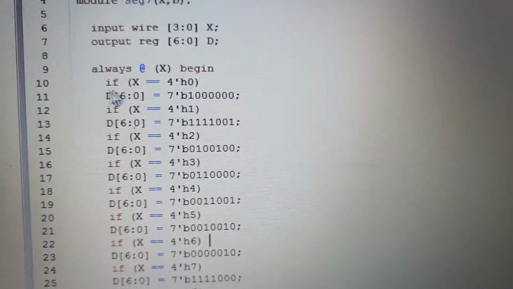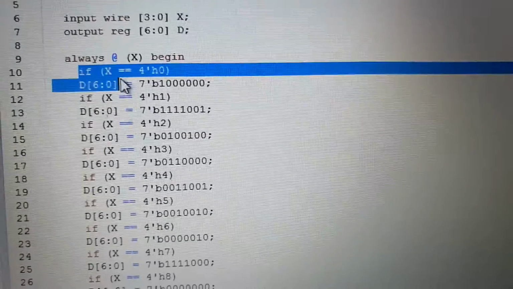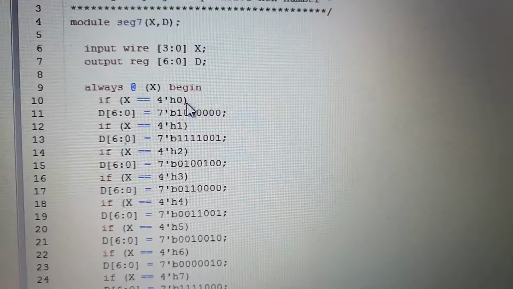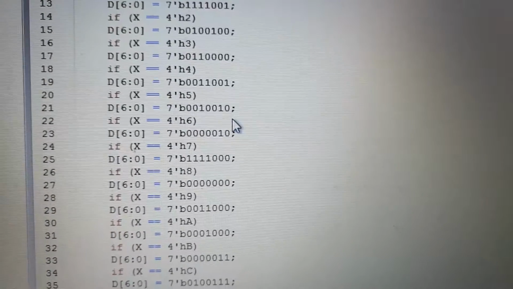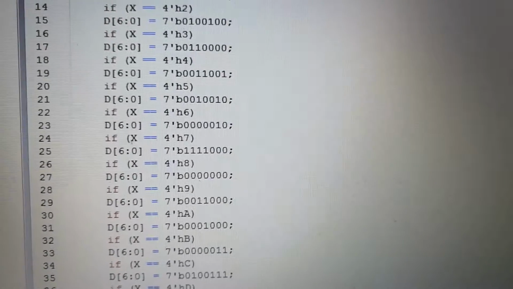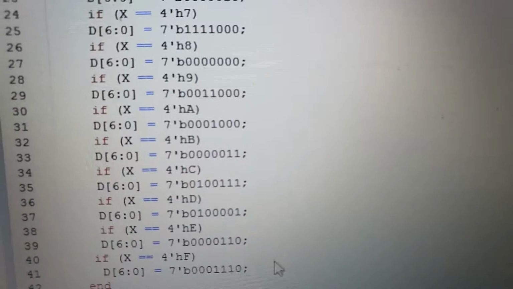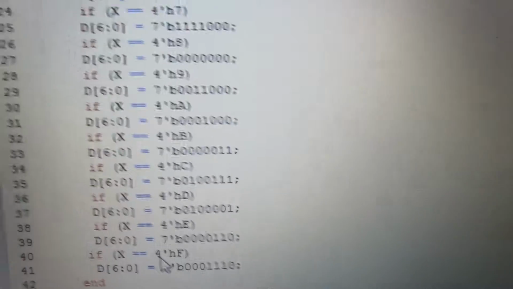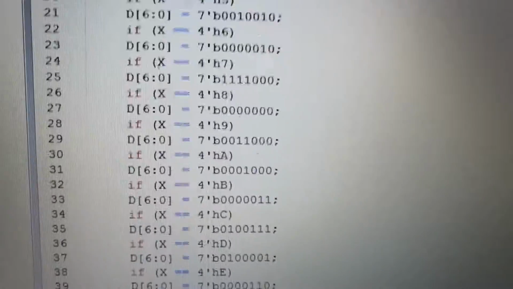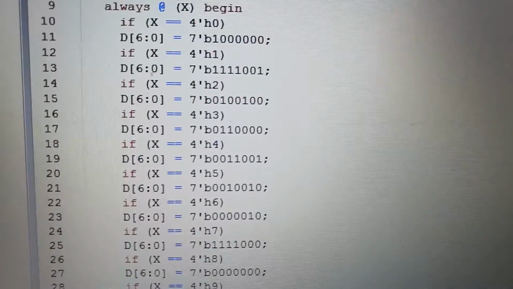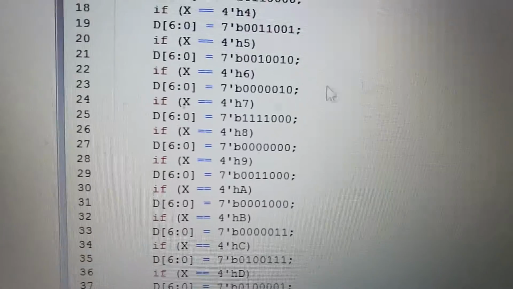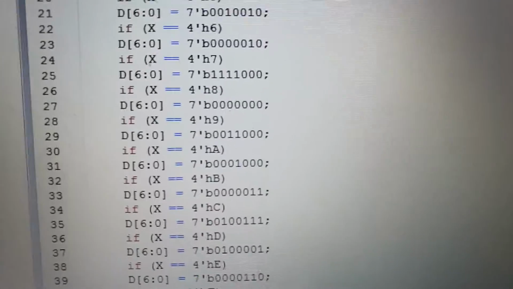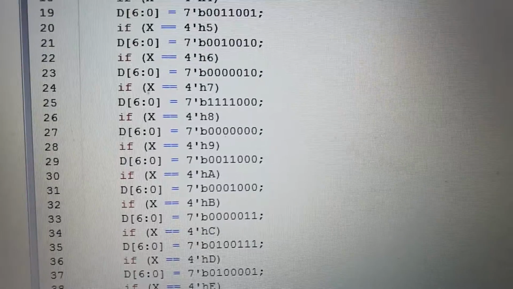What I did is I used a bunch of if statements, and I just accounted for every single case, up to when x is equal to 15. Not only that, depending on what you're calling, you can call it with y. That's pretty much what I did for the 7-segment display.